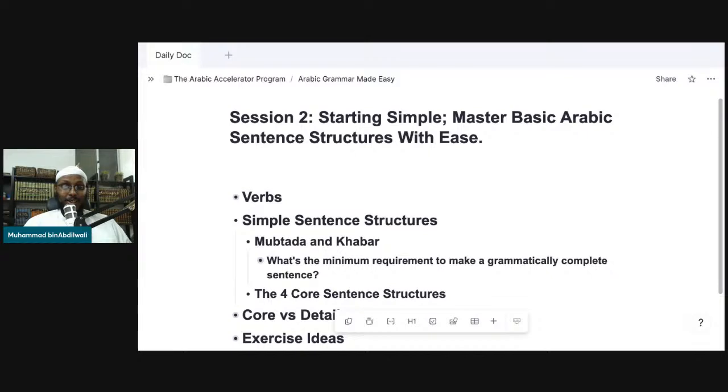Again, trading simplicity for accuracy. Okay? Mubtada and khabar. Clear? That's the minimum. Okay. Now, let's start with the mubtada. The first thing I need to tell you about the mubtada is that it's always a noun.